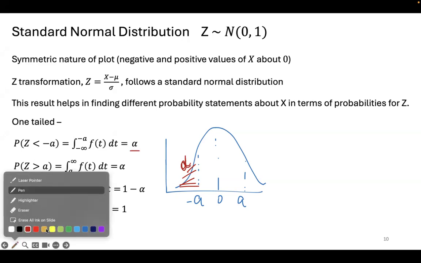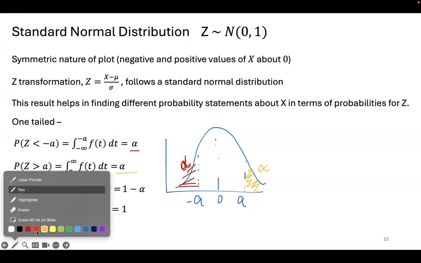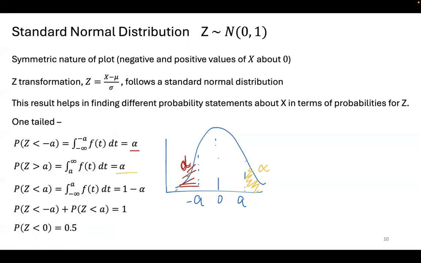Likewise, since it is symmetric, this shaded region is also going to be alpha. Okay, that's that. And if you are looking at this entire shaded region, everything from here to here, then obviously you're subtracting the yellow region from here.